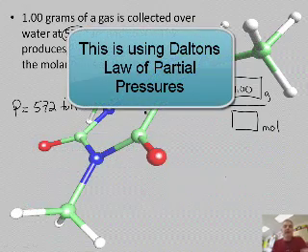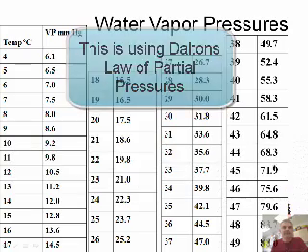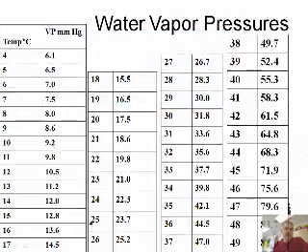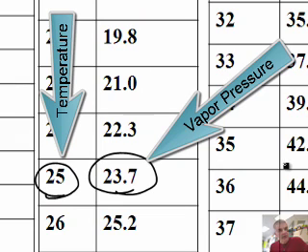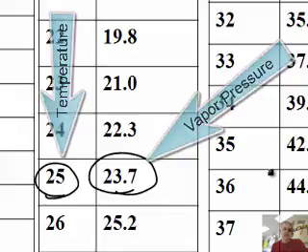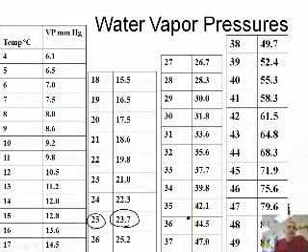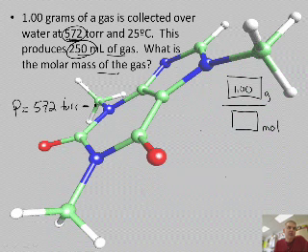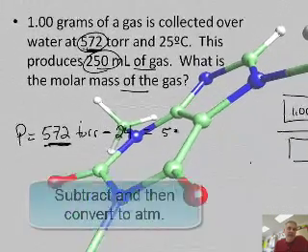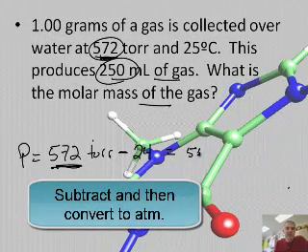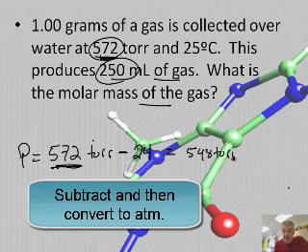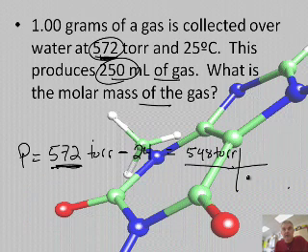So we have to go to the water vapor pressure table. So I'm going to pause and go find that. So here's the water vapor pressure table. At 25 degrees Celsius, the water vapor pressure is 23.7. So we're going to subtract 23.7 from the answer. But since this is rounded to the nearest whole number, I'm going to say 24. So if I subtract 572 minus 24, I can just do that in my head. That'll be 548 torr. Now I have to convert that to atm, remember?